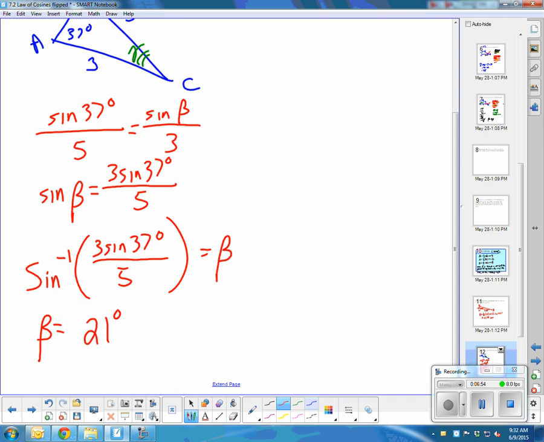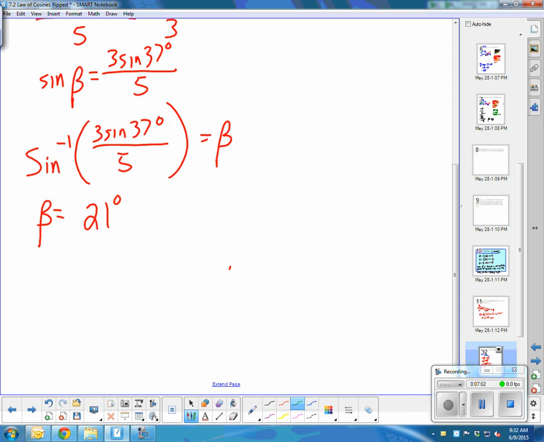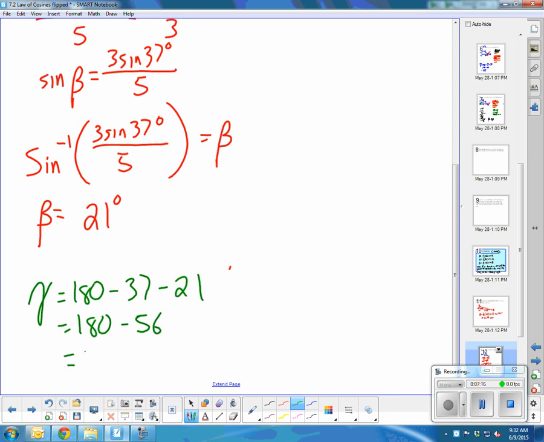Since alpha is 37 degrees, and beta is 21 degrees, I can now figure out gamma by saying 180 minus 37 minus 21, which is really 180 degrees minus 58 degrees. So that's going to give me about 122 degrees on gamma. So now I've got my gamma.